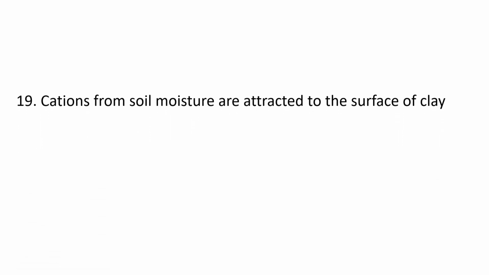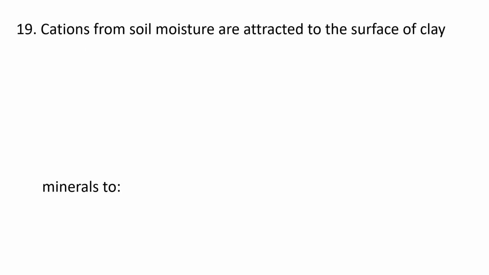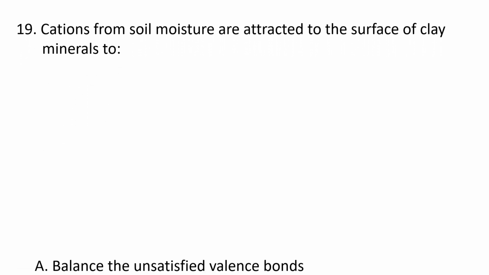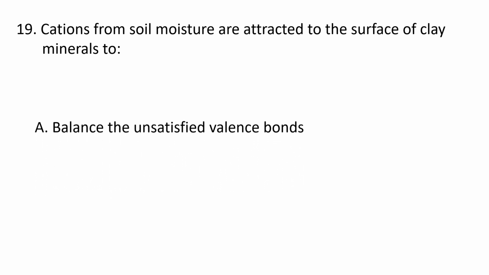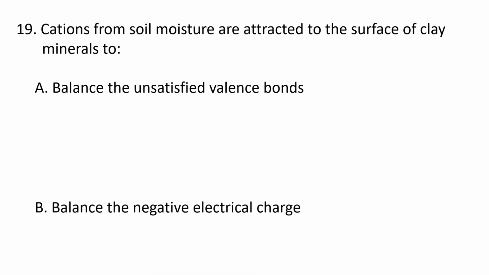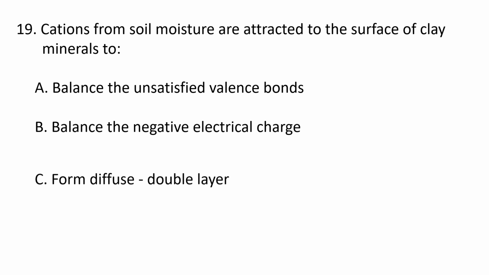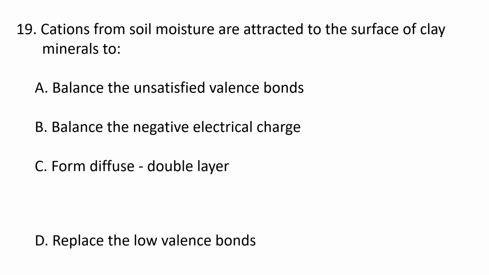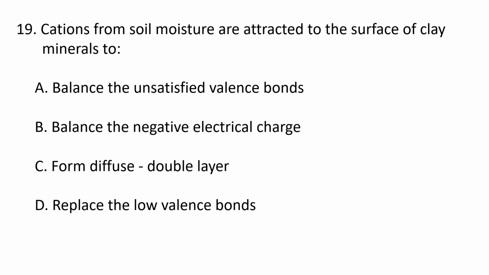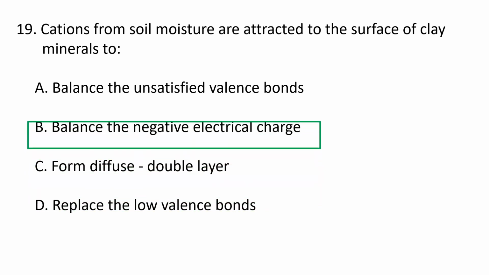Next question. Cations from soil moisture are attracted to the surface of clay minerals to A. Balance the unsatisfied valence bonds, B. Balance the negative electrical charge, C. They form a diffuse double layer, and D. Replace the low valence bonds. So the correct answer is B. They balance the negative electrical charge.